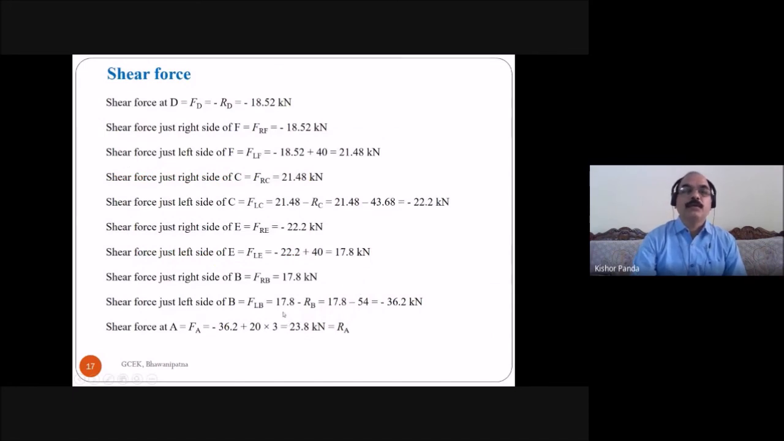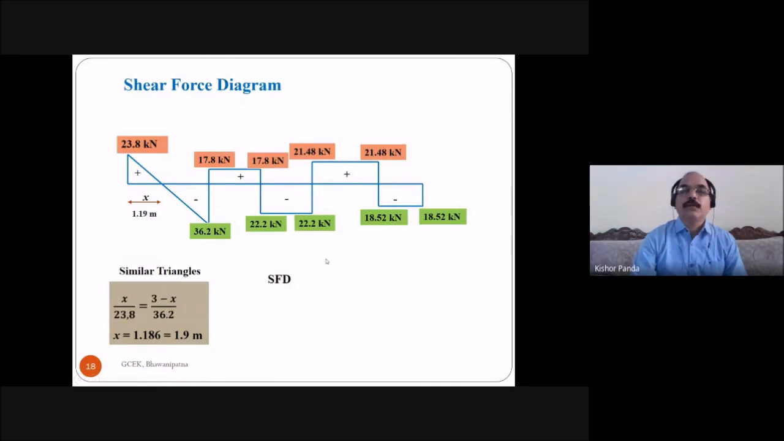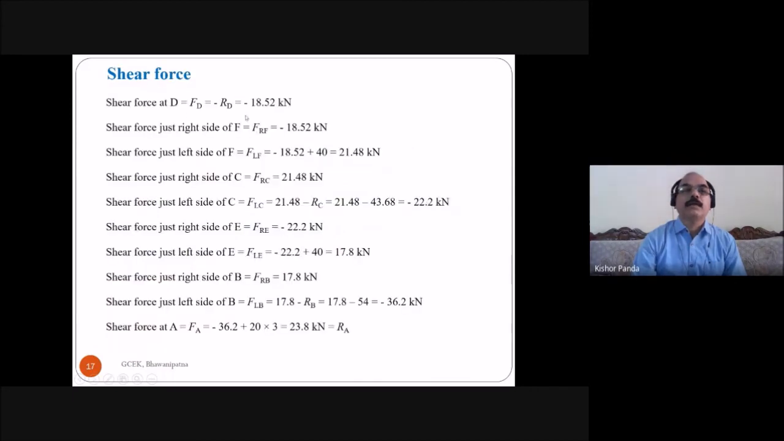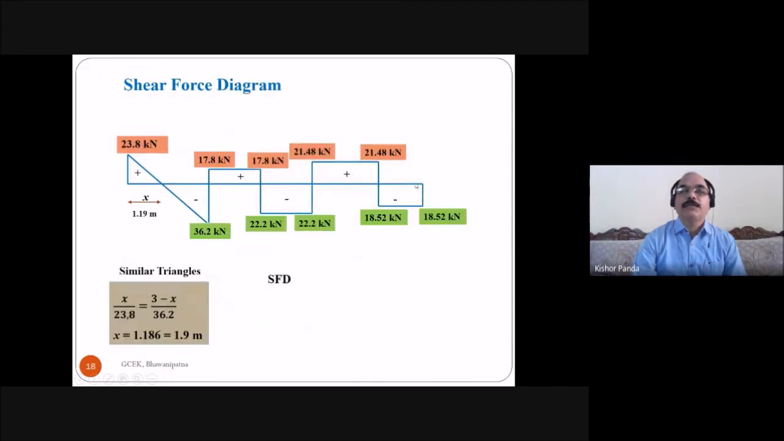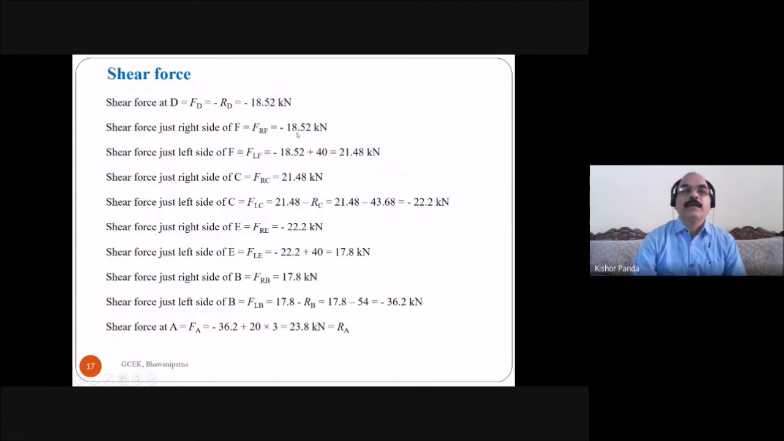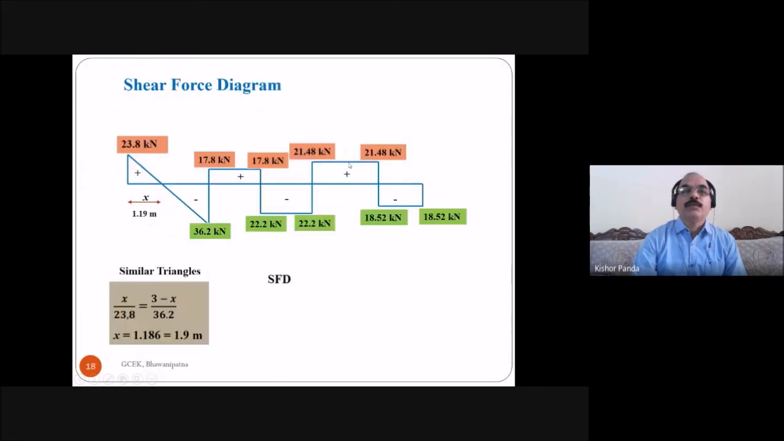Then after knowing the shear force, you can draw the shear force diagram. This is the shear force diagram. Here the shear force at D is 18.52 negative. Then this remains constant up to right side of F, negative 18.52. Then the shear force just left side of F is 21.48. Here it suddenly increases to 21.48 positive. Once again this remains constant.